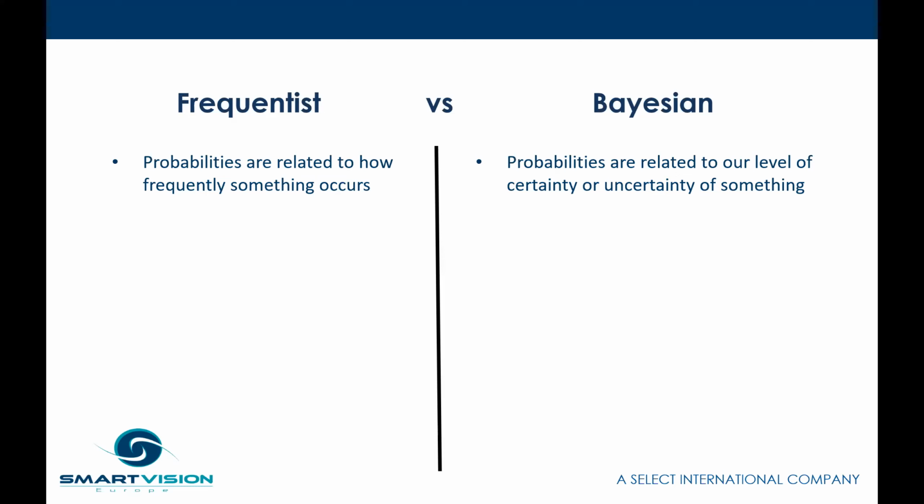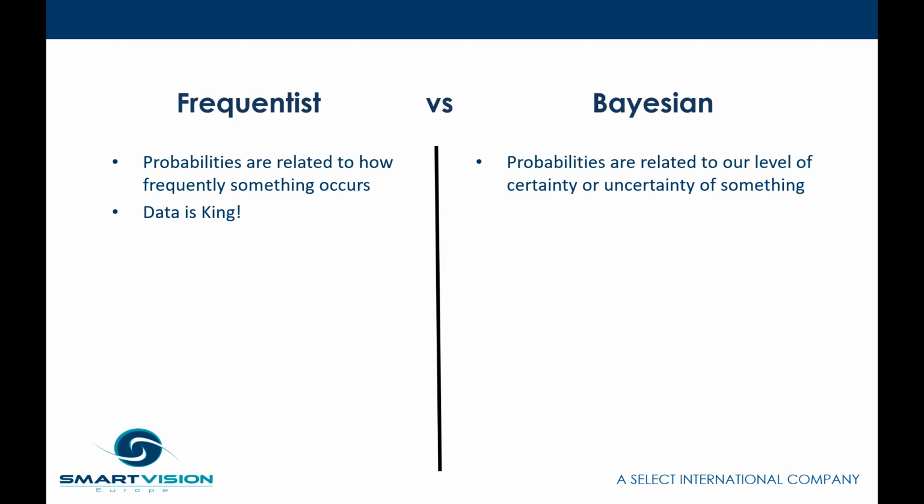In the Bayesian approach, probabilities are related more to the level of certainty or uncertainty of something. That's kind of vague, I know, but that's the background to it. It talks about our level of certainty, so it's already talking about our understanding of something. So it's talking about incorporating our understanding of something.